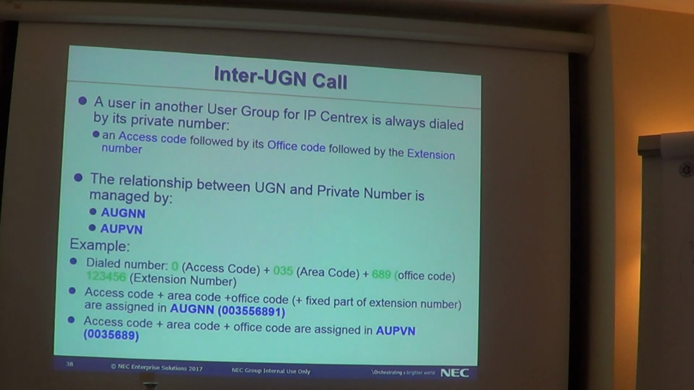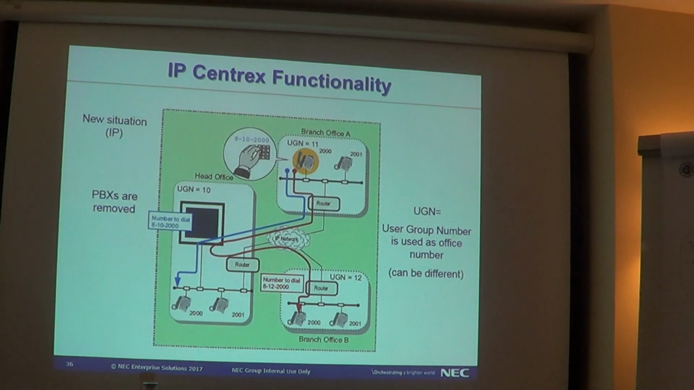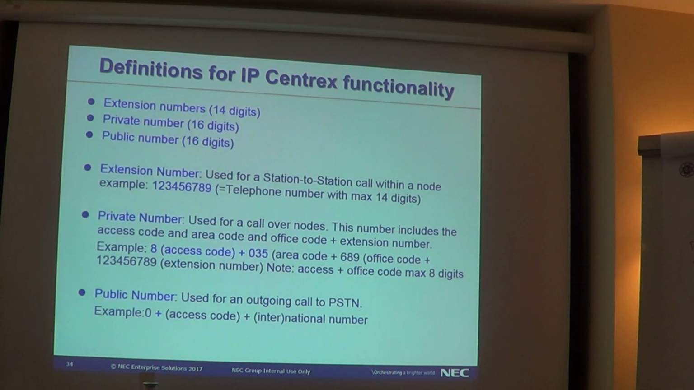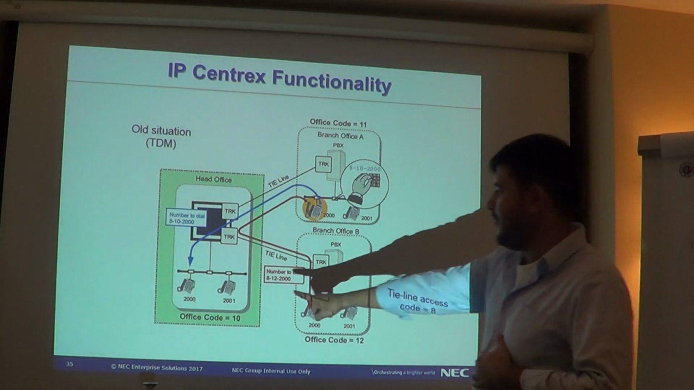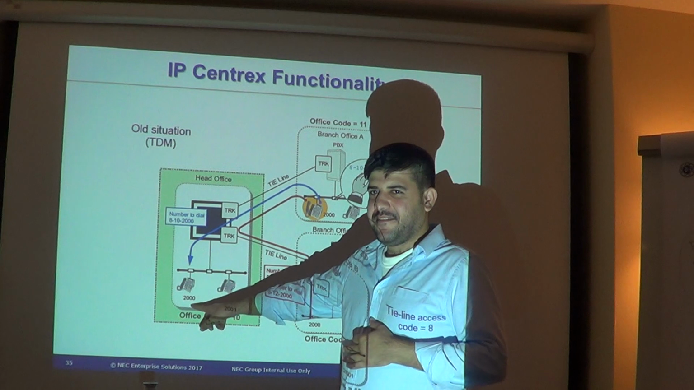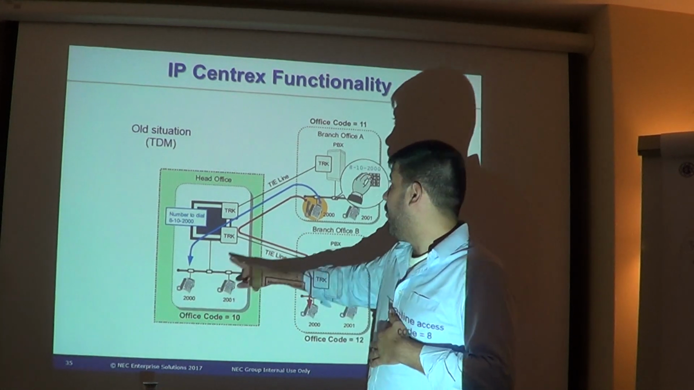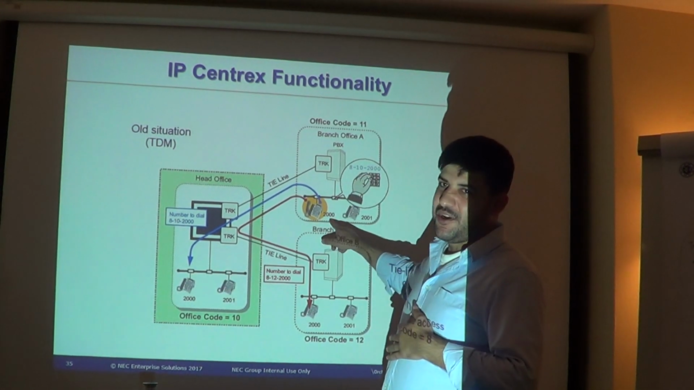Please, can you clarify for me what is the private number exactly? Because in my mind, the private number is something different. Yeah, the private number outside of IP-centric has a different convention. But in the IP-centric functionality, I will use the same example again. This is your extension number, correct? You understand this? Yeah. Now, this is his extension number.